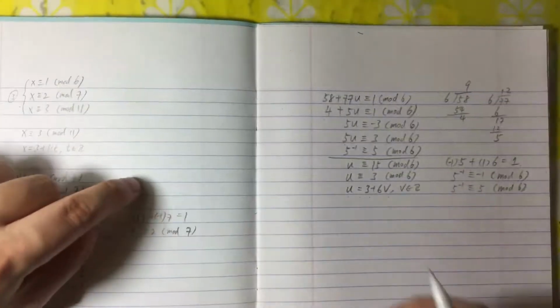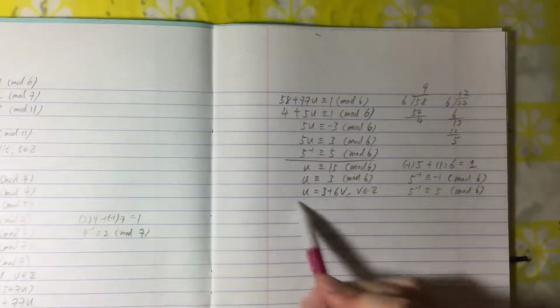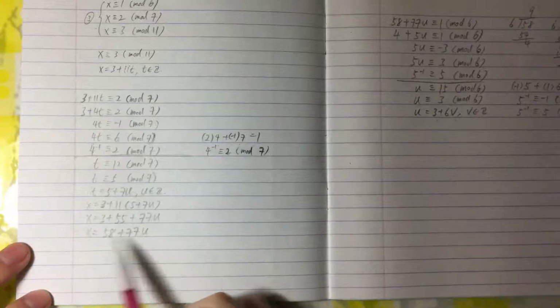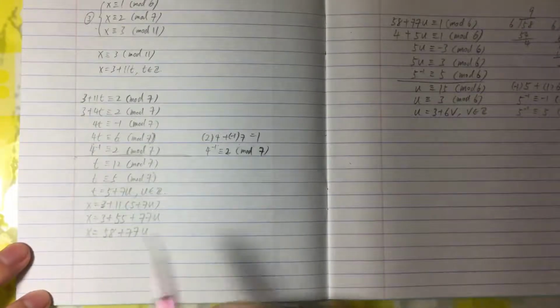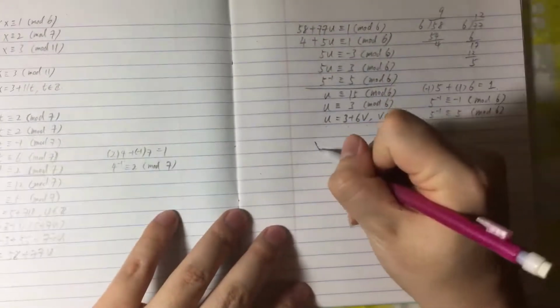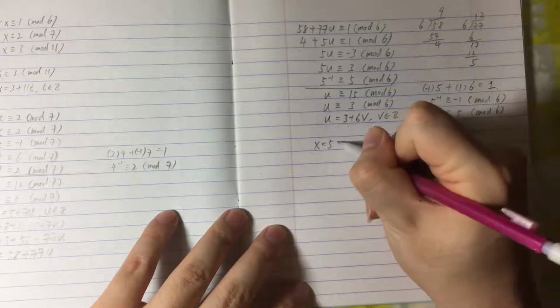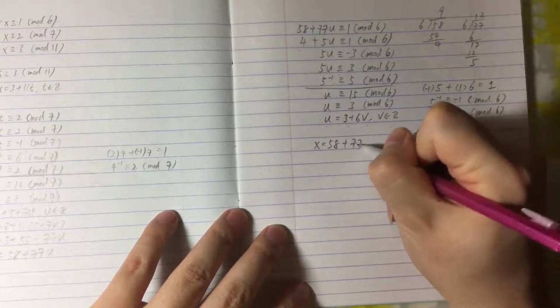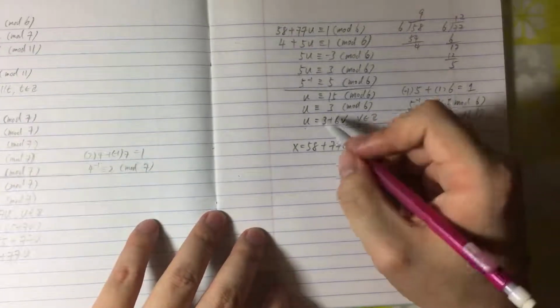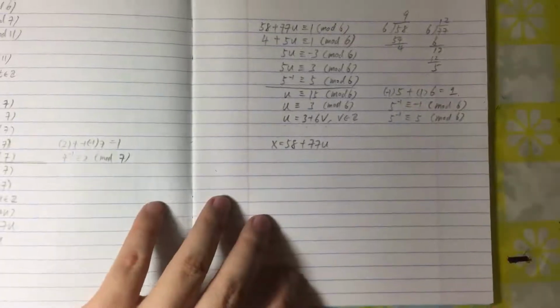And since we are solving for x, I substitute this u here. I can find x. x equals 58 plus 77u. Replace u with 3 plus 6v.